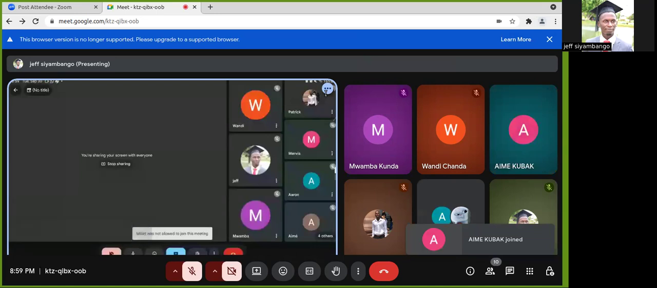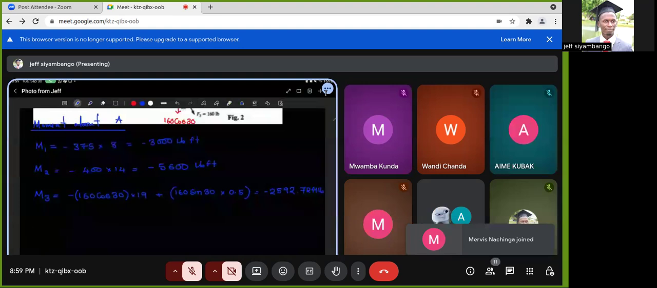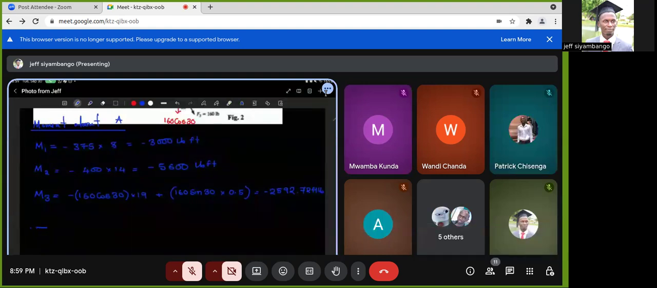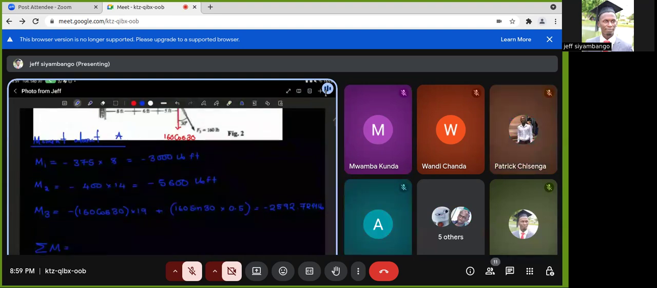Okay. So now that we've obtained the moments due to each force, we can now get the resultant moment. So the resultant moment, or the sum of the moments, will be equal to, now you just have to add these. So what will be this plus this plus this?